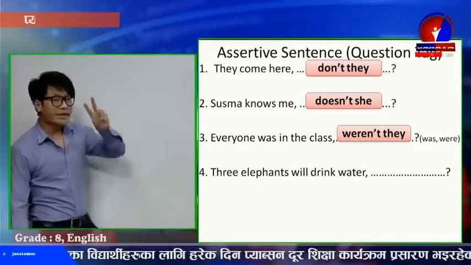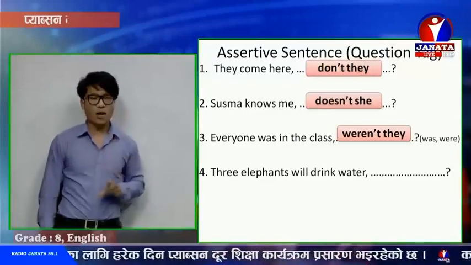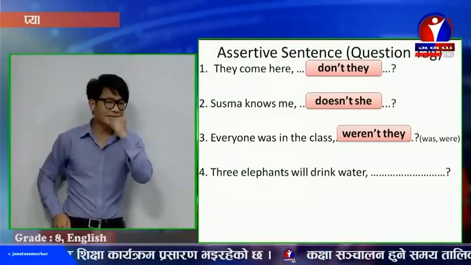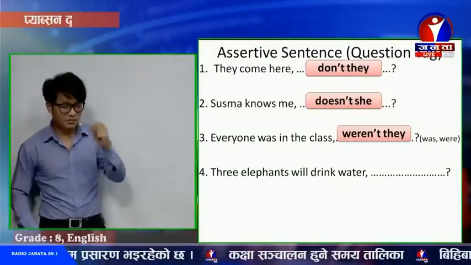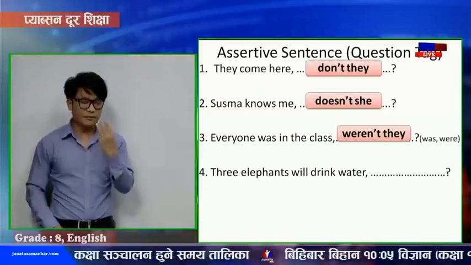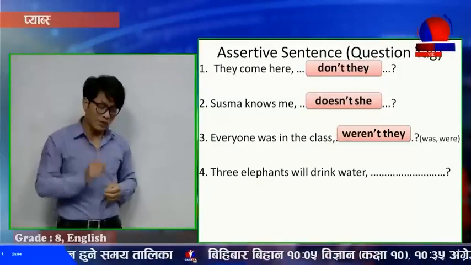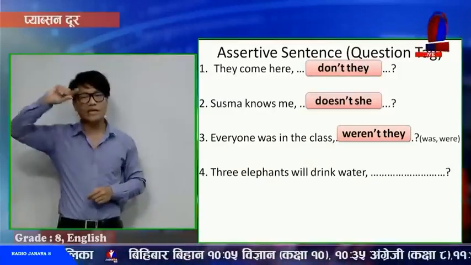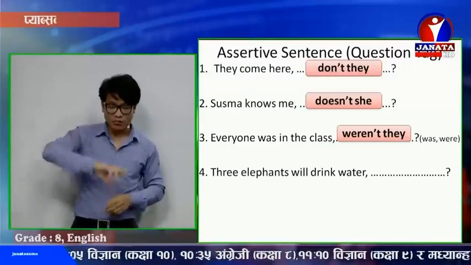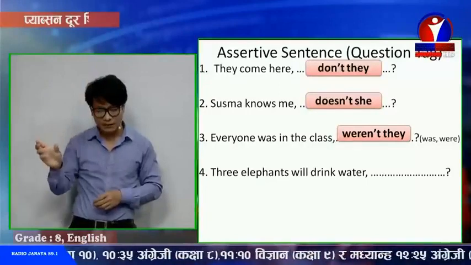Next, 3 elephants will drink water. 3 elephants will drink water. So you can see the subject. The subject is 3 elephants. So this is a plural noun. I have told you that plural nouns should be changed into the pronoun THEY. So 3 elephants changes to the pronoun THEY.